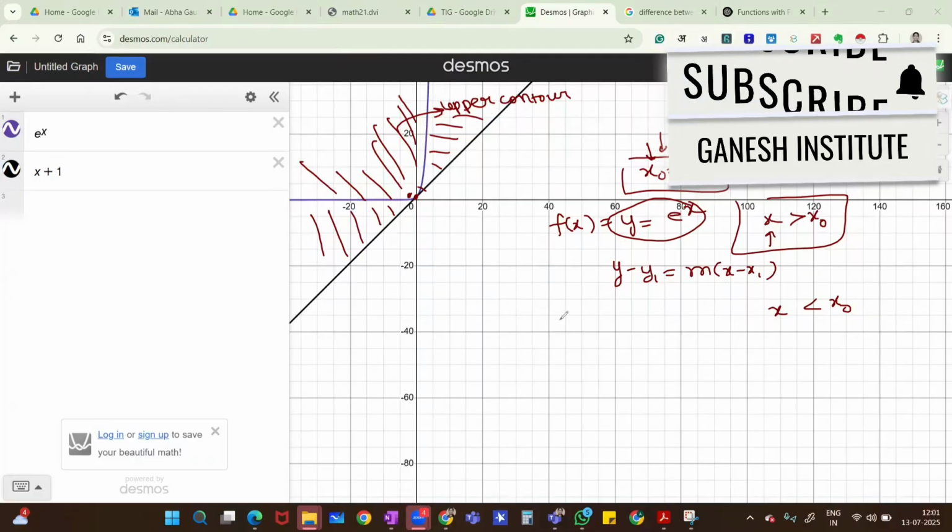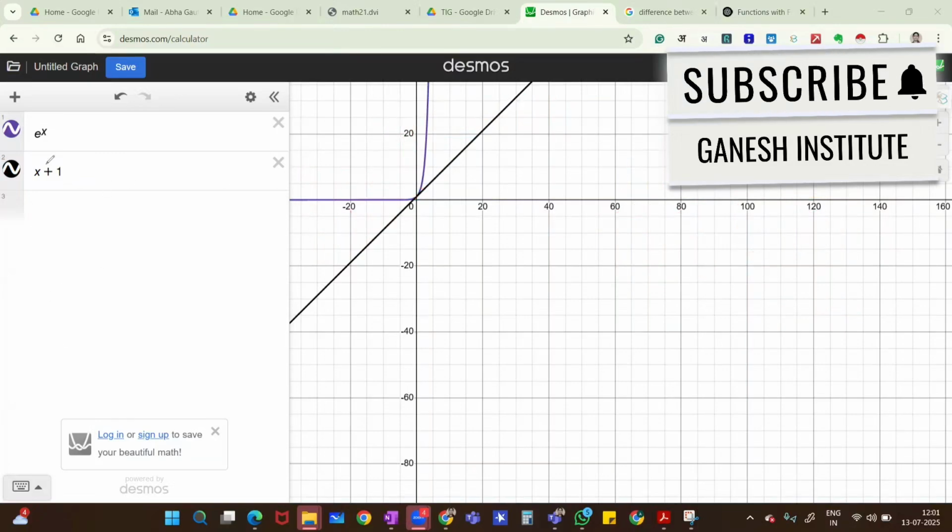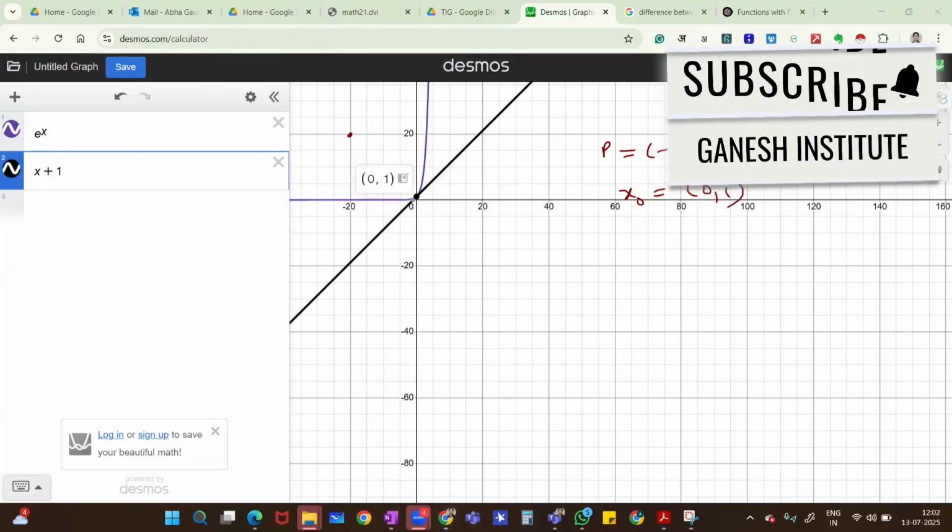Okay. So what I'm trying to say, I have considered one p value. Let's say, what is this value? This is minus 20 comma 20, right? Yeah. So p I have considered minus 20 comma 20. X naught is what was it? 1 comma 0. No, 0, 1. So these are my values.